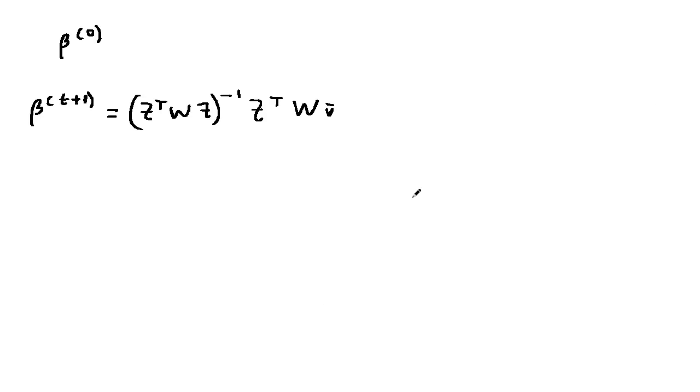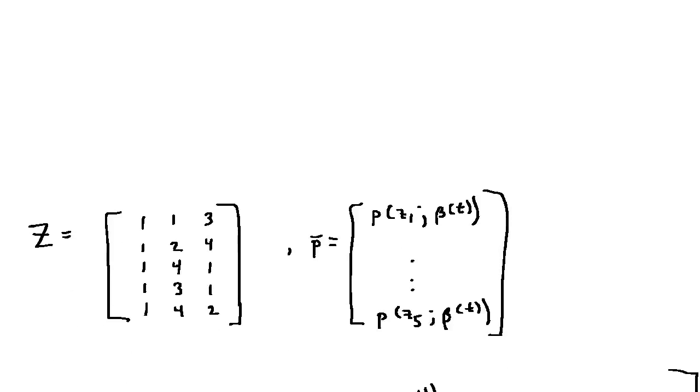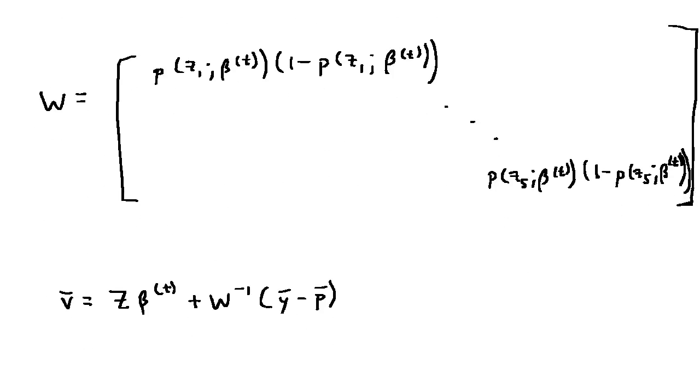Now for part B. In iterative reweighted least squares, we pick an initial value beta 0 and update beta t by this formula here, where z is given by this matrix, p is given by this column vector p of z1 through p of z5, w is given by this matrix p of z1 times 1 minus p of z1 dot dot dot p of z5 times 1 minus p of z5. It's a diagonal matrix.